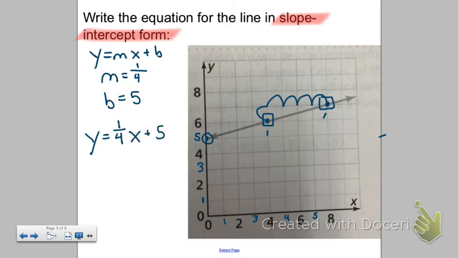I have a positive slope, and I see that my line is going up from left to right, so that means I should have a positive slope. So I know I did my work correct.